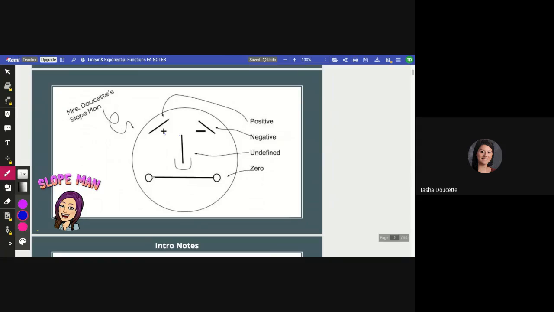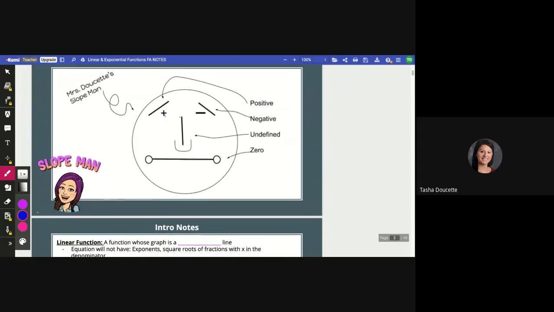If your line is horizontal, which is the mouth, and we have the little circles for the dimples on the sides of the mouth, those are symbolizing 0. So if you have a horizontal line making the mouth, that means your slope is 0. Just a little fun visual to help you remember how to identify slopes.